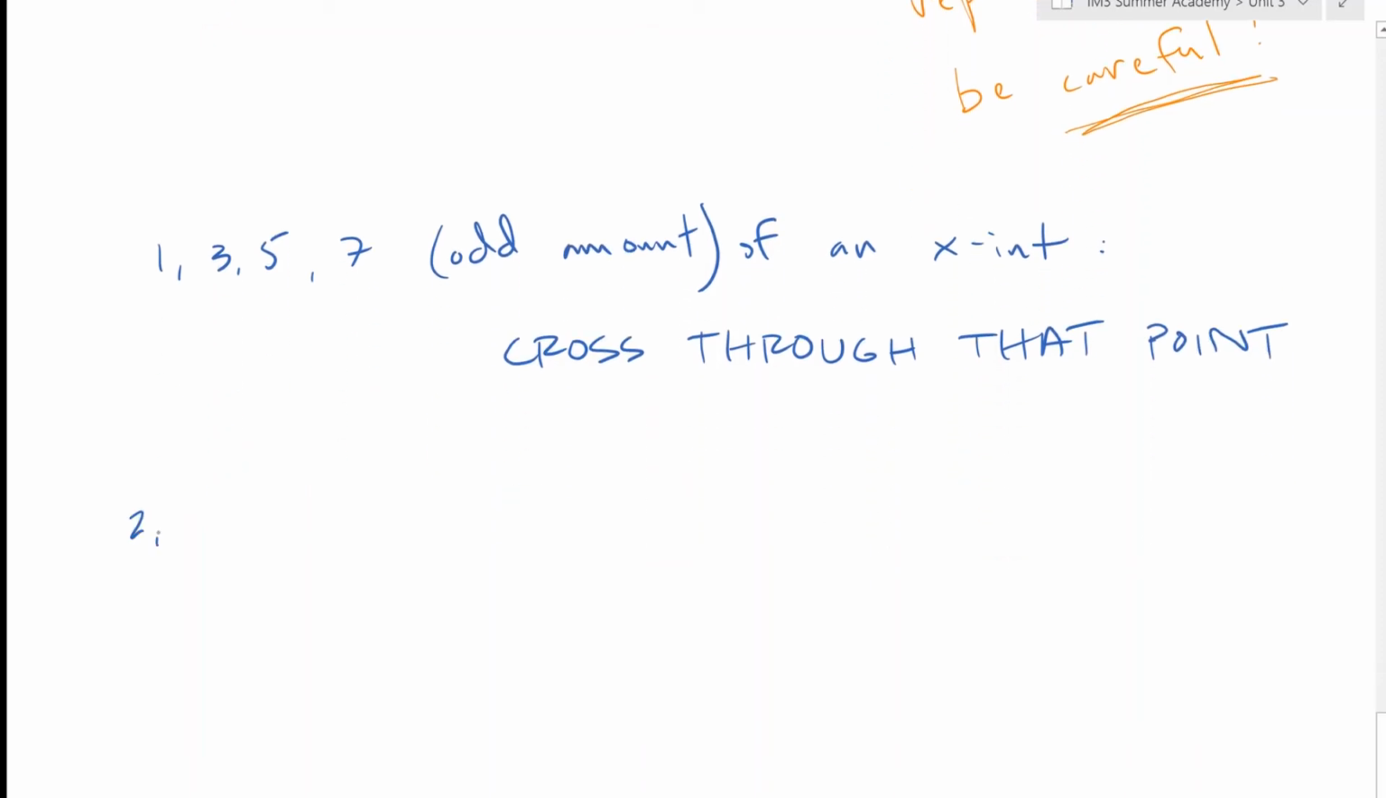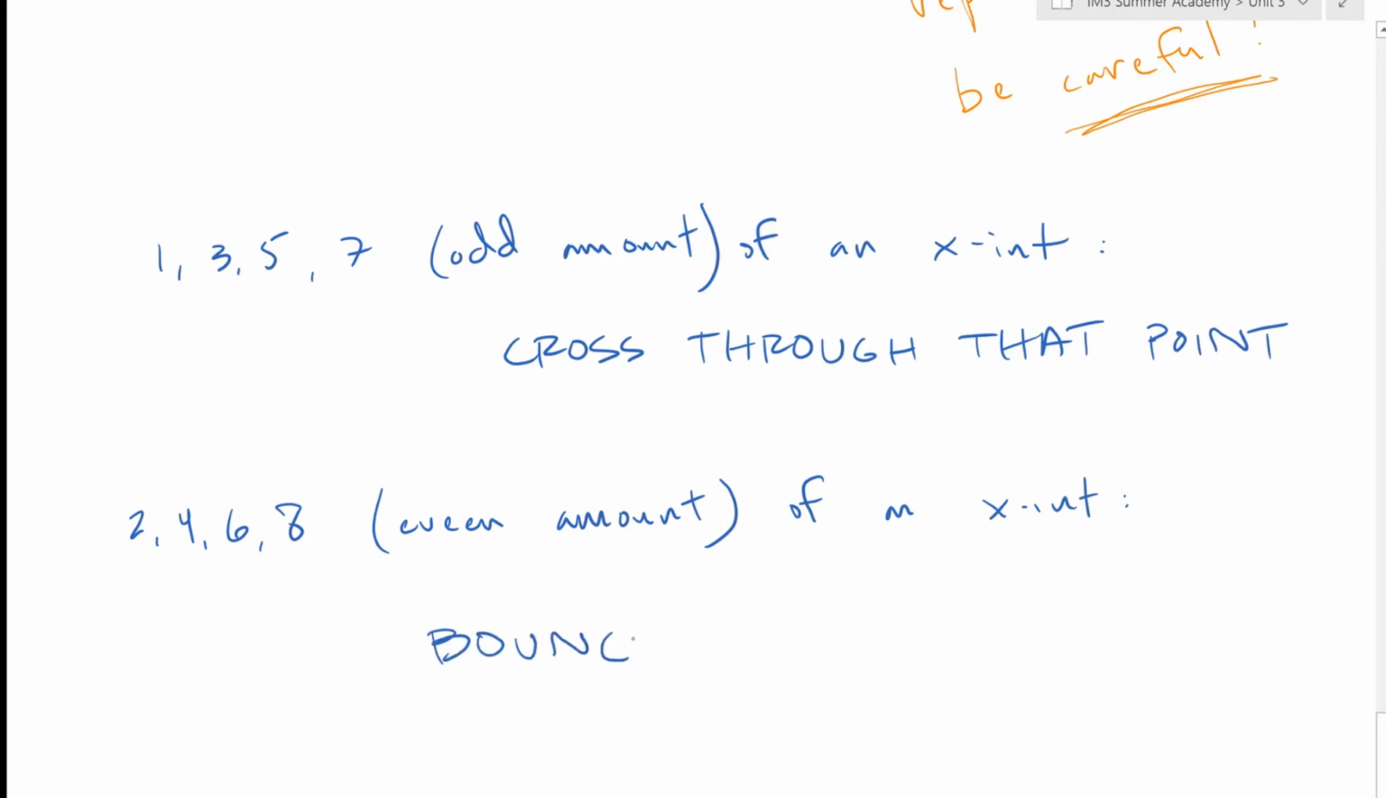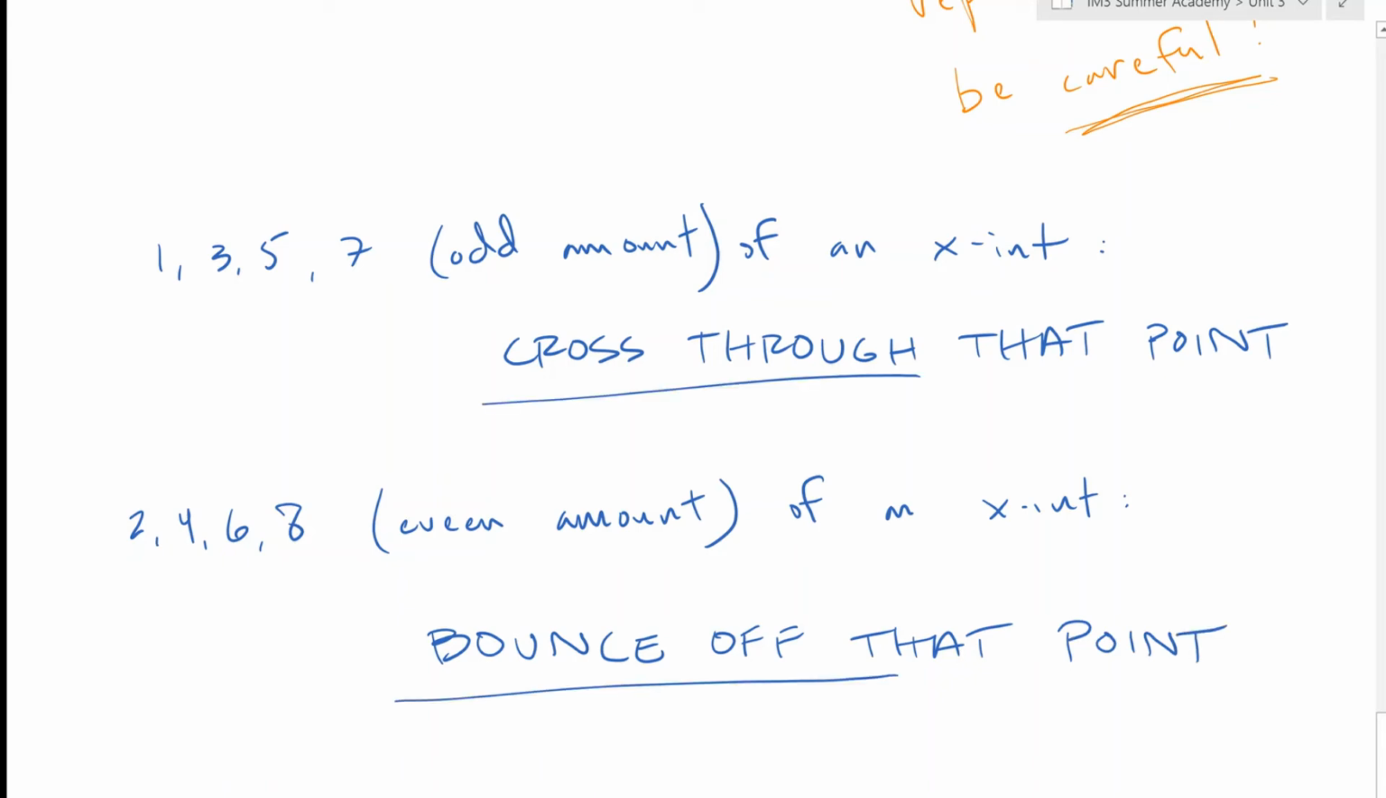If you have 2, 4, 6, 8, or an even amount of an x-intercept, what you're going to do is bounce off that point. So let's analyze this and see what they mean. So we got cross through, we got bounce off.